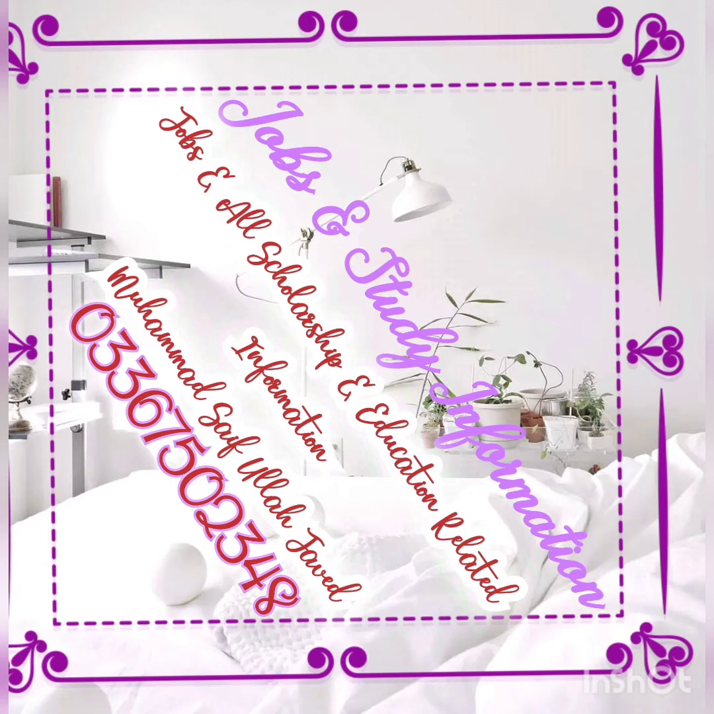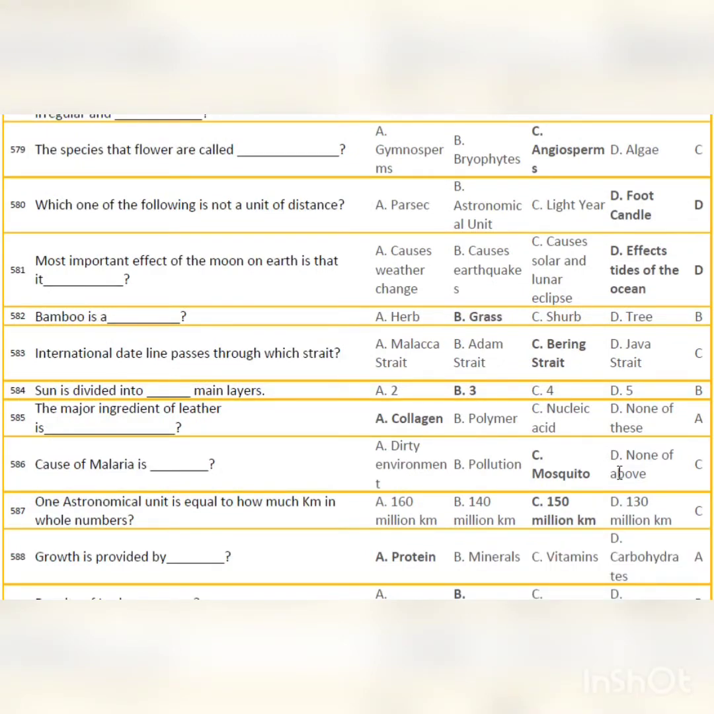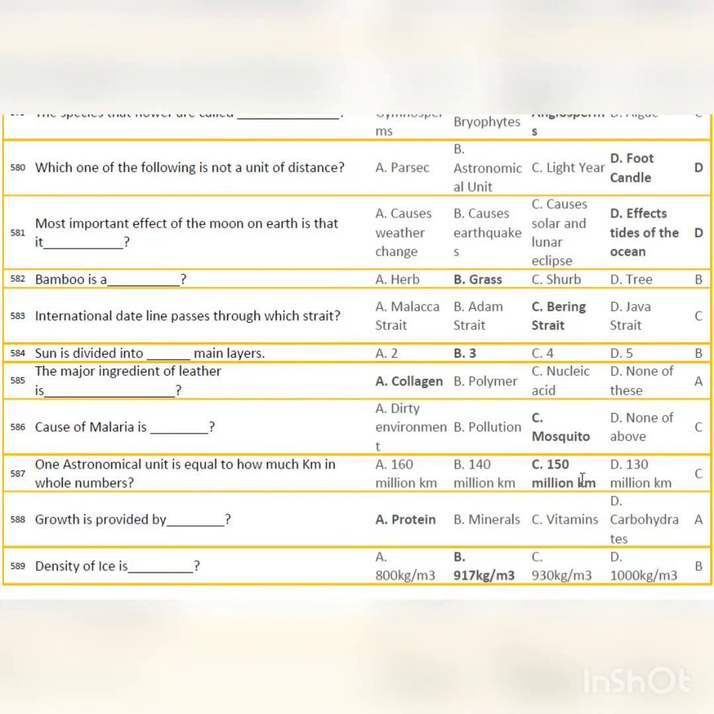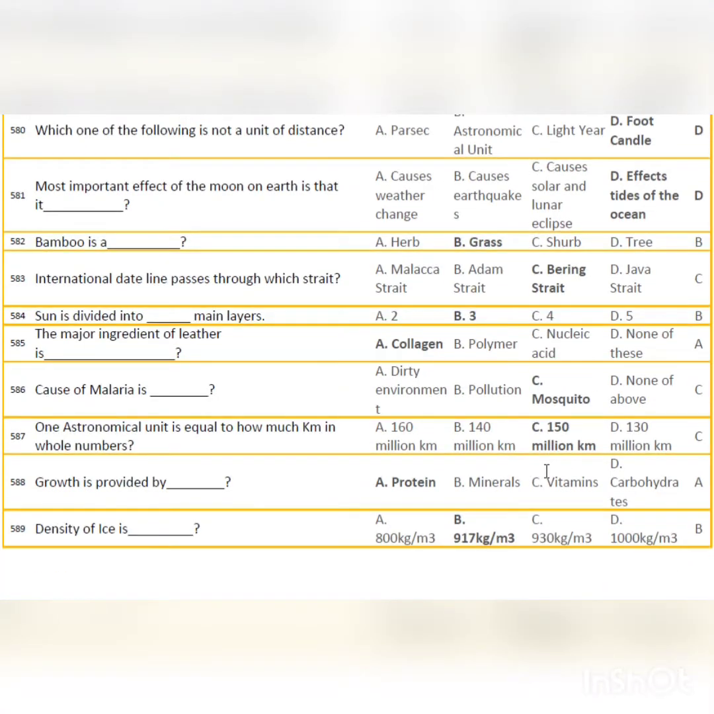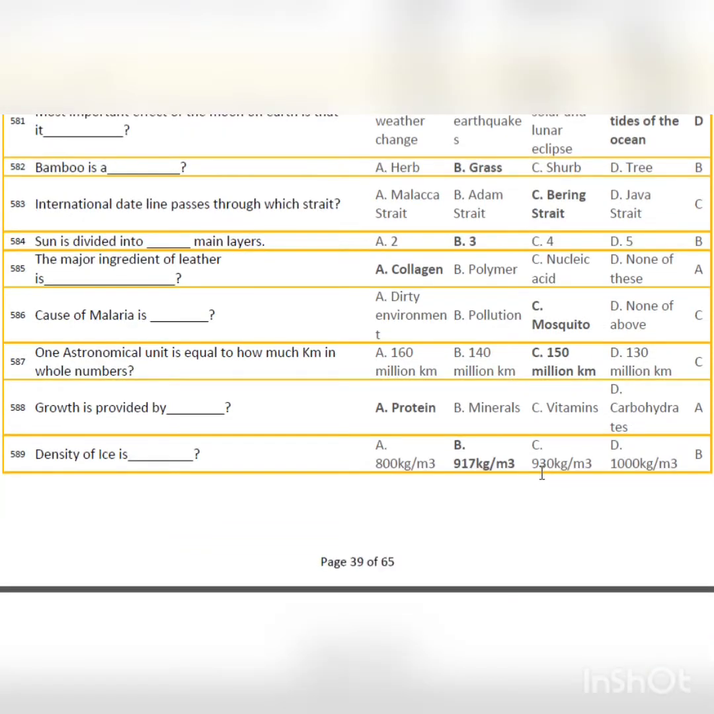Who invented the steamboat? A. James Watt, B. Robert Fulton, C. Frank Wild, D. Geography Separation. Answer is B. Robert Fulton.